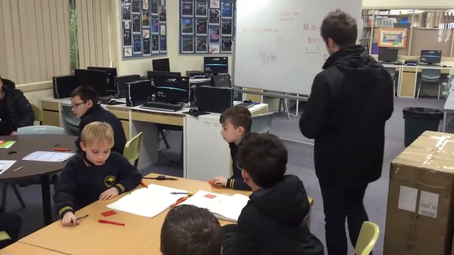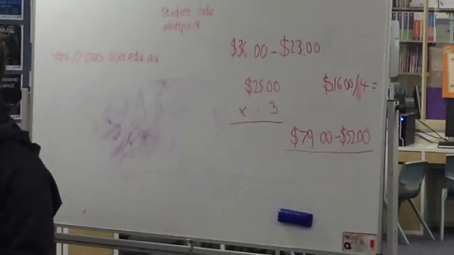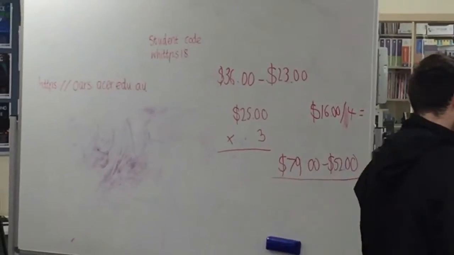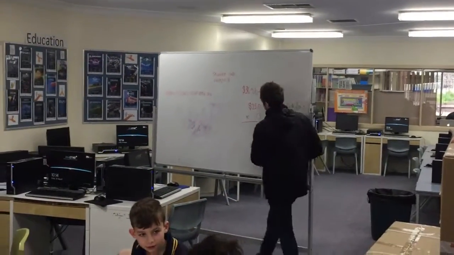27? Does anyone have 27 on their squares? So mark that one off. Oh, I have 27 plus 67. 27 plus 67. That's what I have.